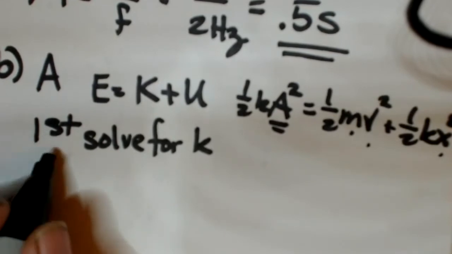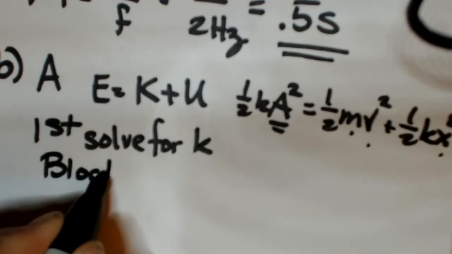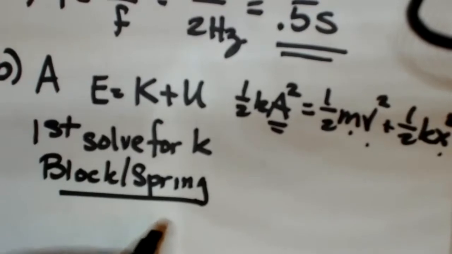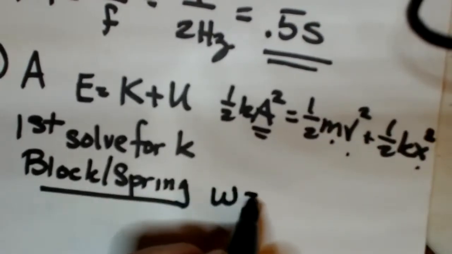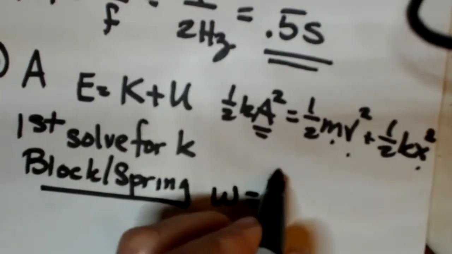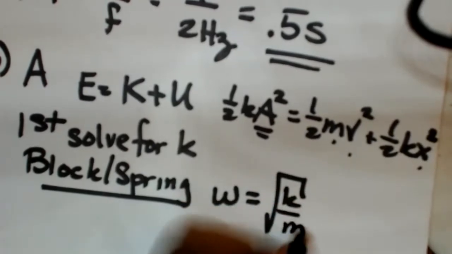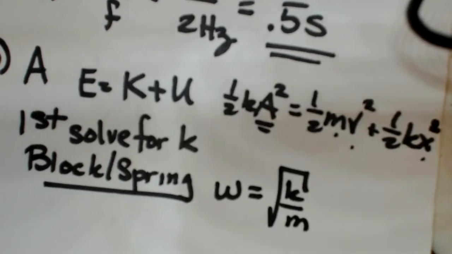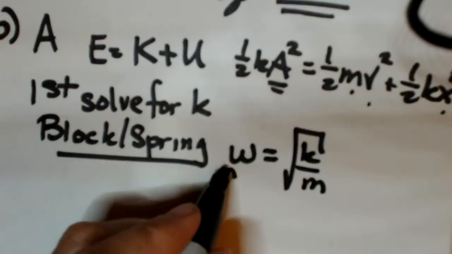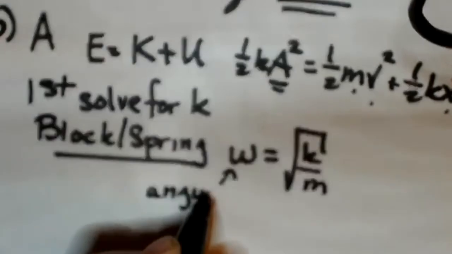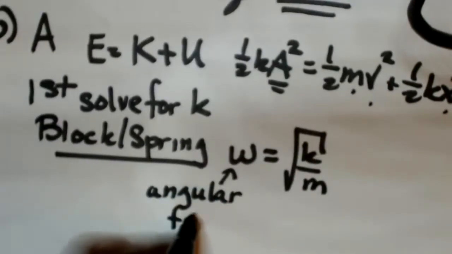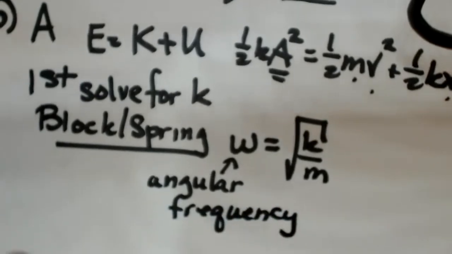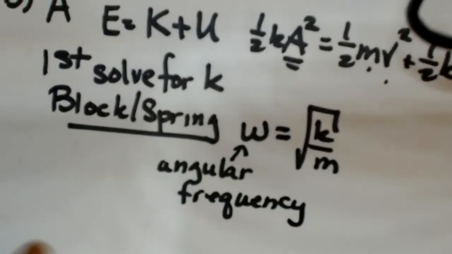And if you remember, for a block and spring, the angular frequency of that system, omega, is the square root of k over m. And they have told me enough that I can solve for k using that. Okay, so remember, this is a thing called angular frequency. It relates to the angular velocity from Physics 1. So angular frequency. But the angular frequency is related to the regular frequency.